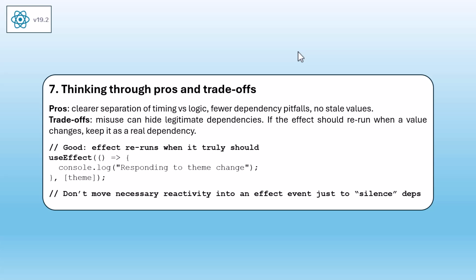However, you must resist the temptation to overuse it. If you have logic that truly depends on changing props or state in a way that you want the effect to rerun, then you still should model that with dependencies. Misusing effect events can lead to code that feels magical or is harder to debug because the connections between state changes and effect runs become less explicit.